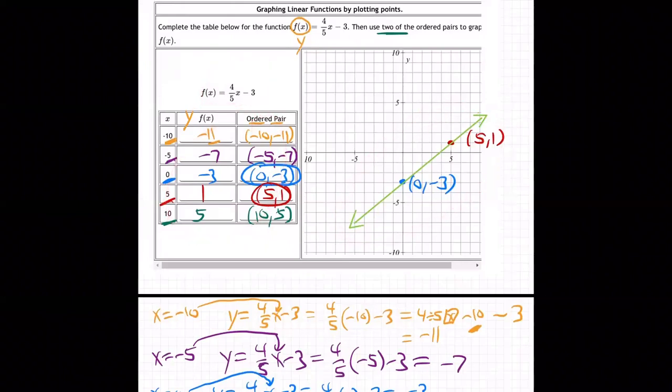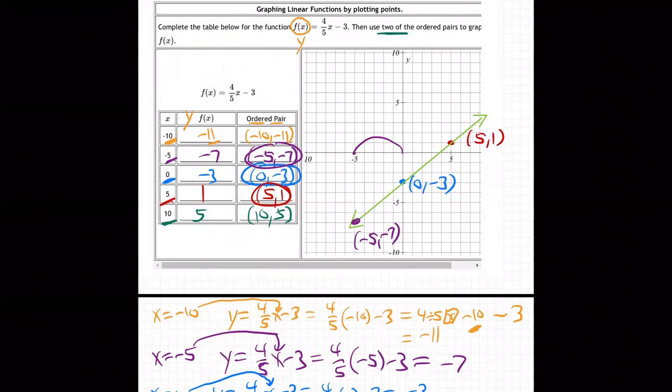By the way, you can see the other points are on the graph. Like for example, how about this purple one right here? -5, -7. Back 5, down 7. There it is. There's -5, -7. See, all the points are actually on the line.